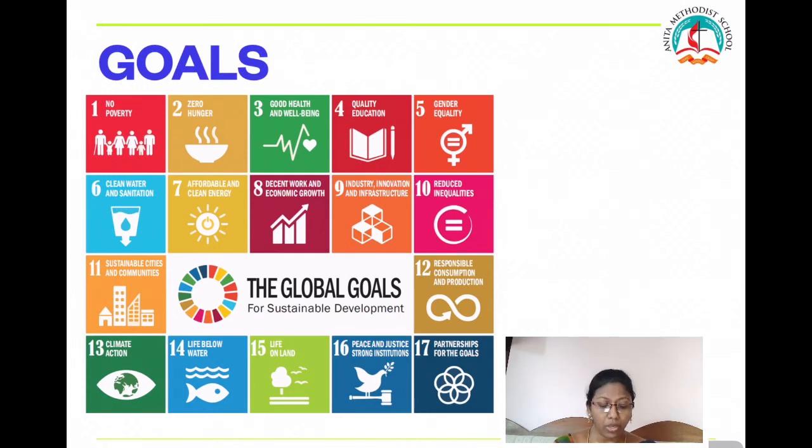The first goal is no poverty. Second, zero hunger. Third, good health and well-being, quality education, gender equality, clean water and sanitation, affordable and clean energy, decent work and economic growth, industry, innovation and infrastructure, reduced inequalities, sustainable cities and communities, responsible consumption and production, climate action, life below water, life on land, peace and justice, strong institutions, and partnerships for the goals.